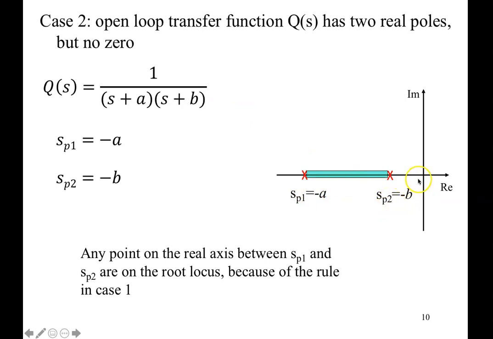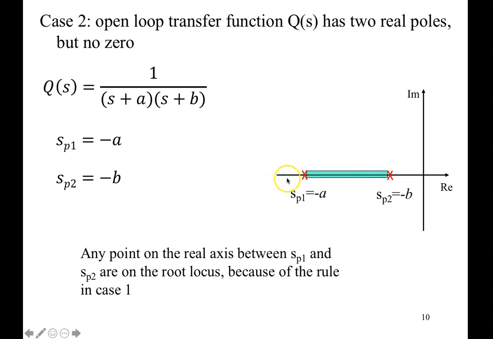Now if I apply the previous rule, I can see this middle section is possible, it is on the RootLocus, because any point on this section will only have this pole to the right-hand side of that section. That's 1, which is an odd number.